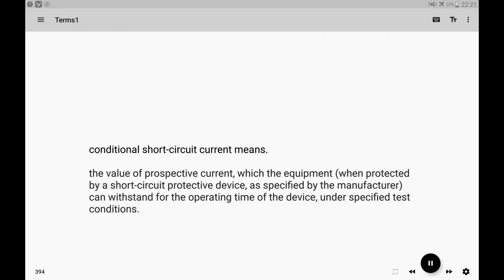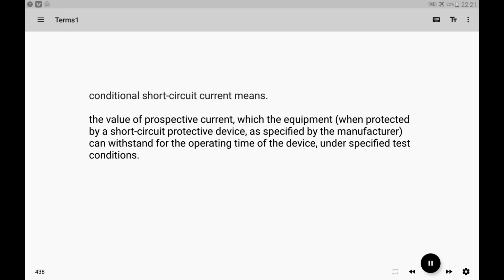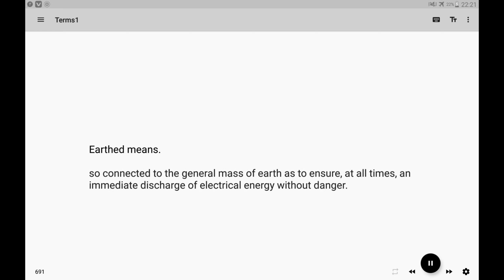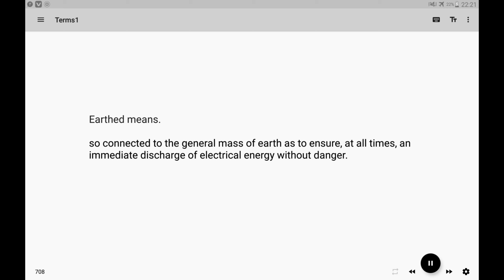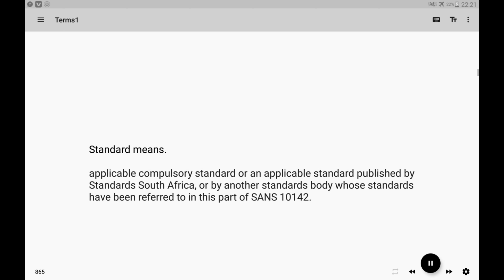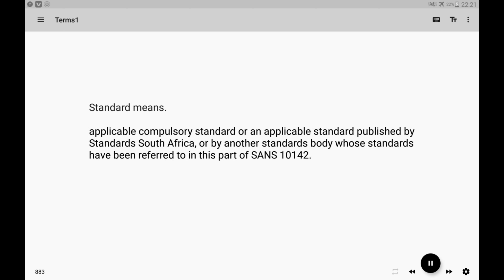Conditional short circuit current means the value of prospective current, which the equipment, when protected by a short circuit protective device, as specified by the manufacturer, can withstand for the operating time of the device, under specified test conditions. Earthed means so connected to the general mass of Earth, as to ensure, at all times, an immediate discharge of electrical energy without danger.